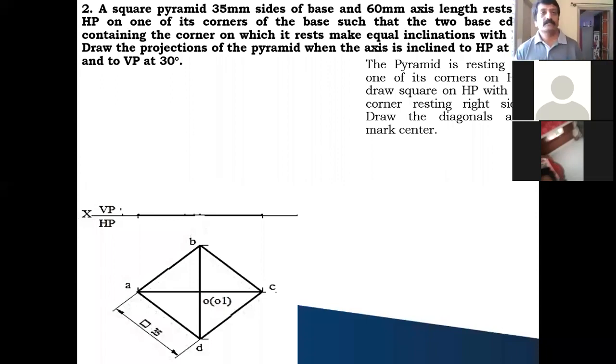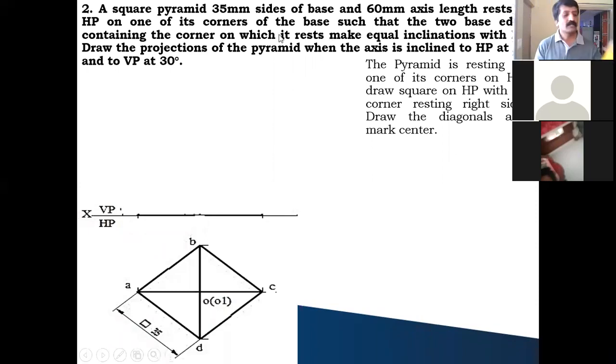So in the second question, what is given? A square pyramid, same 35 millimeter side and axis 60 millimeter, rests on HP on one of the corners of the base, such that the two base edges containing the corner on which it rests make equal inclination with respect to HP. For any corner condition, this is the common information which is given.